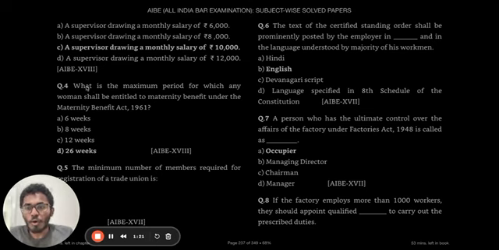All right. What is the maximum period for which a woman shall be entitled to get maternity benefit leave? It's actually 26 weeks. Don't get confused. It's not 36, it's 26 weeks. Okay, 26 weeks.